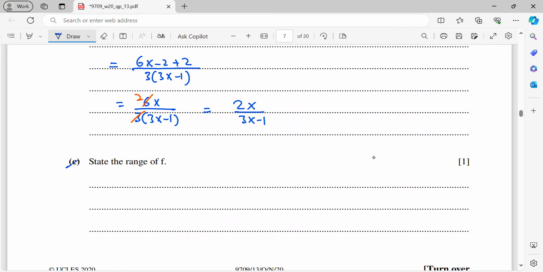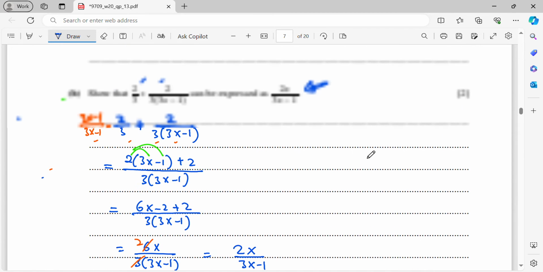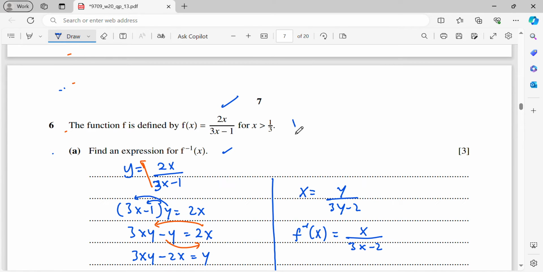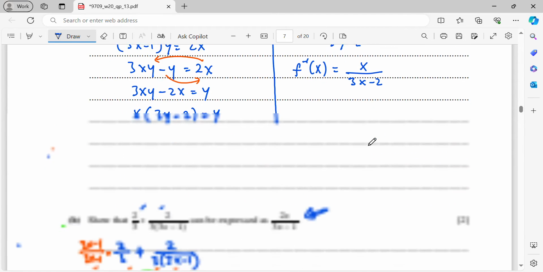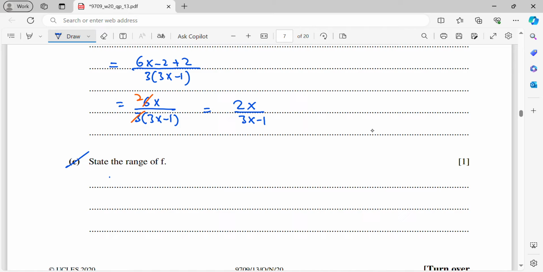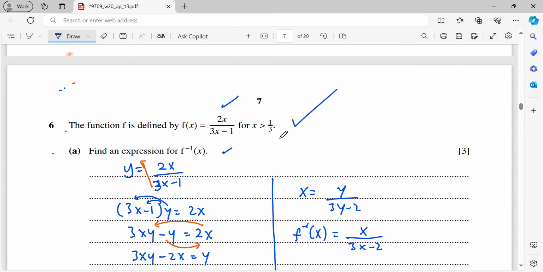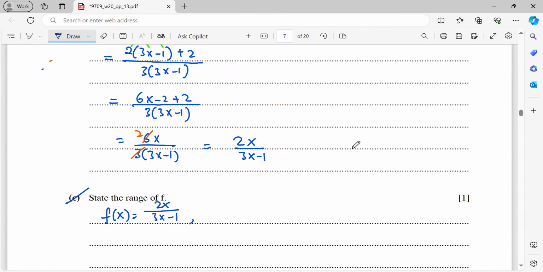Okay, now part C states the range of f. So now, rewrite your f. f(x) equals 2x over 3x minus 1, whereby my x is greater than 1 over 3. Okay, if you refer to this form, you cannot conclude your range.